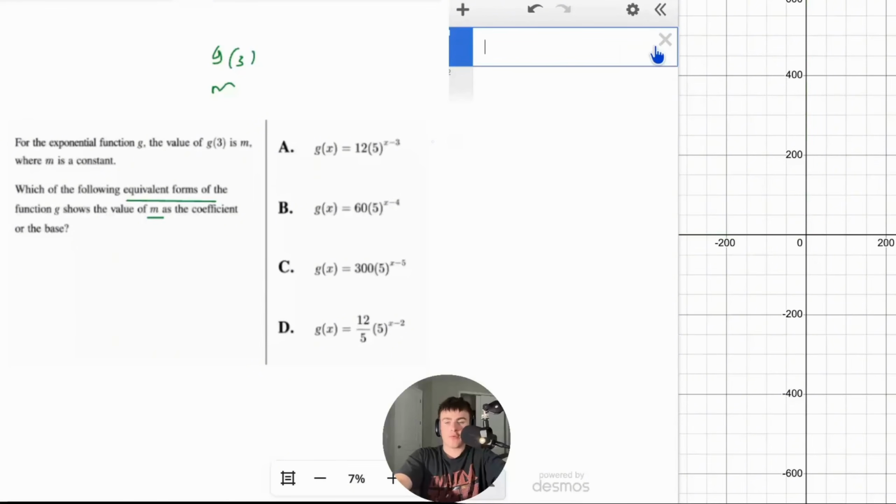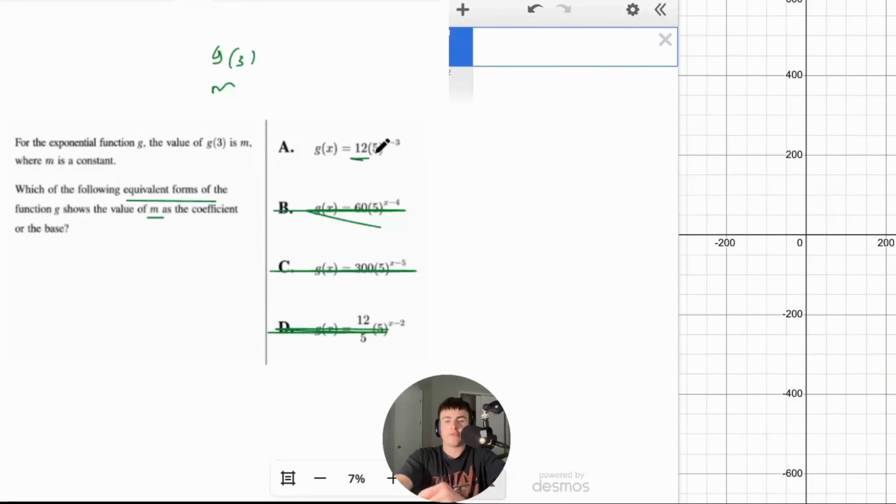Which one shows 12 as a base or coefficient? A does. You have 12 right here as the base. 12 is here, but it's 12 over 5, not just 12. So it's not D, it's not C, it's not B. A is the one that has 12 inside of it. That is it. No math needed.